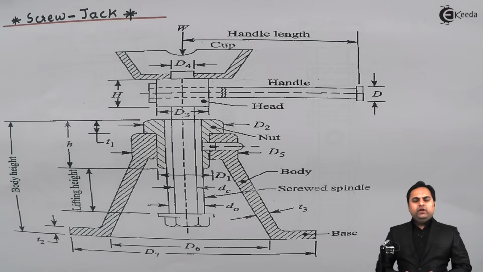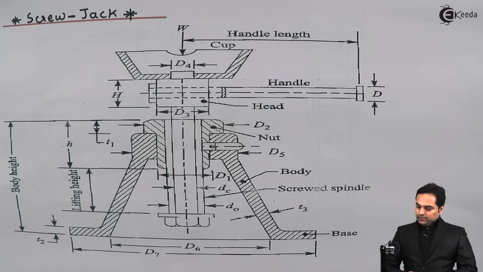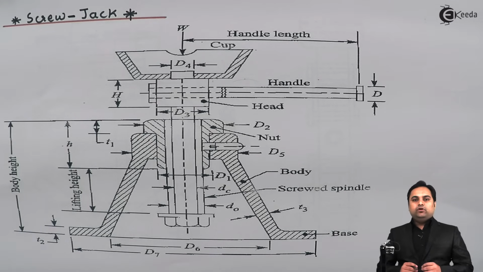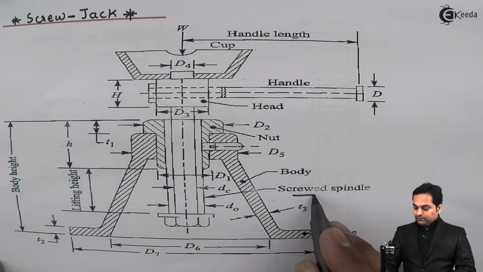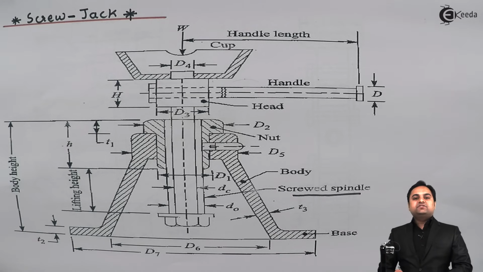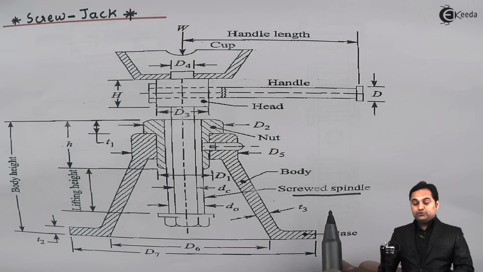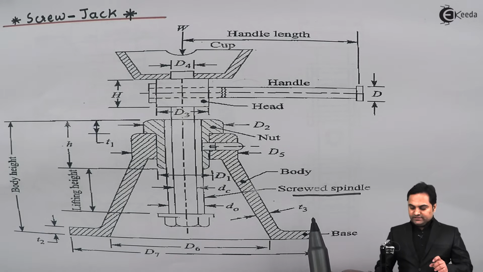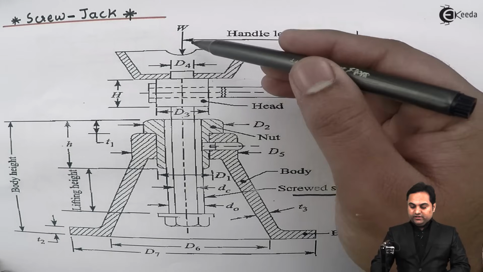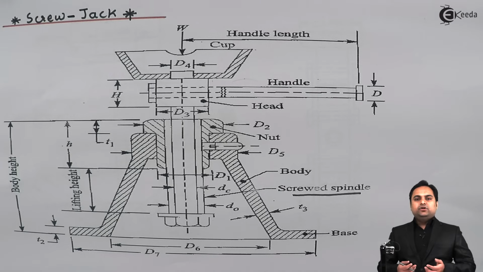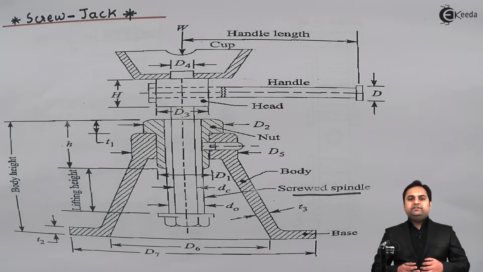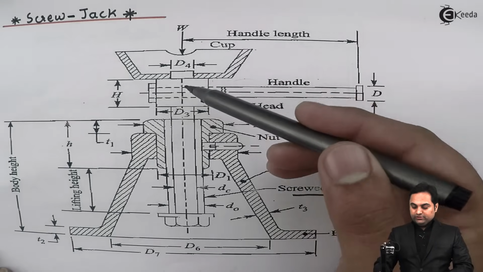Now when we are talking about the design of a screw jack, the most important part which is to be designed, or you can say the heart of the screw jack, is the screw spindle. So while designing the screw jack, the most important part is the screw spindle, because it carries the load directly, the load which we are keeping on the screw jack. For example, it can be a car which is lifted with the help of a screw jack. So the entire weight of the car will be acting on this screw spindle.